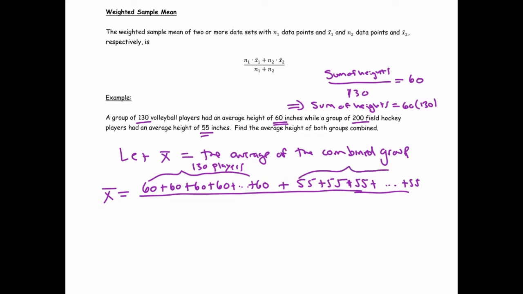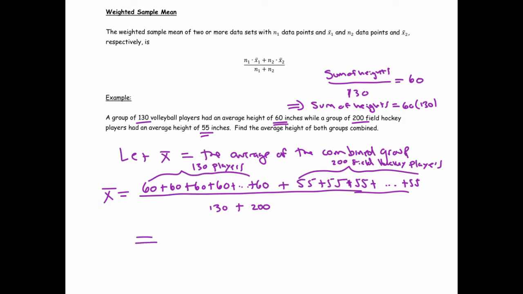Just imagine it's this weird, big group of field hockey players who all have the exact same height. You can think about it like that. So there's 200. Now we're going to divide by however many players there are. Well, there's 130 volleyball players, and there are 200 field hockey players. So this is how we'll get it.